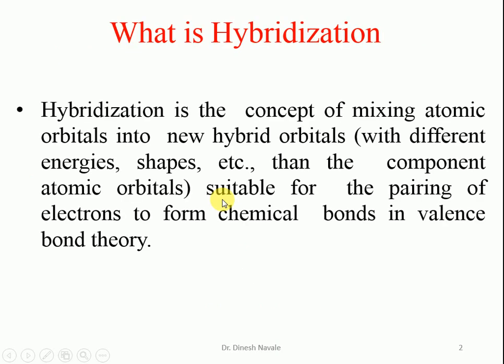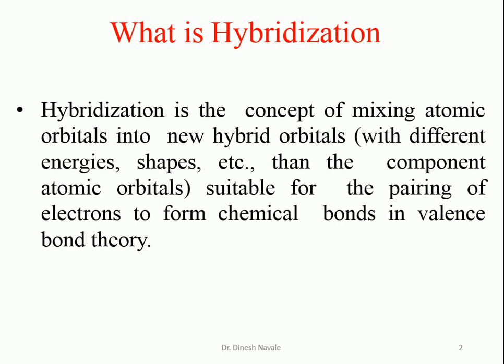Now, what is hybridization? Hybridization is the concept of mixing of atomic orbitals into new hybrid orbitals with different energy and shapes than the component atomic orbitals. That means hybridization is nothing but a mixing and recasting of the atomic orbitals to form new hybridized orbitals having different energy and shape.